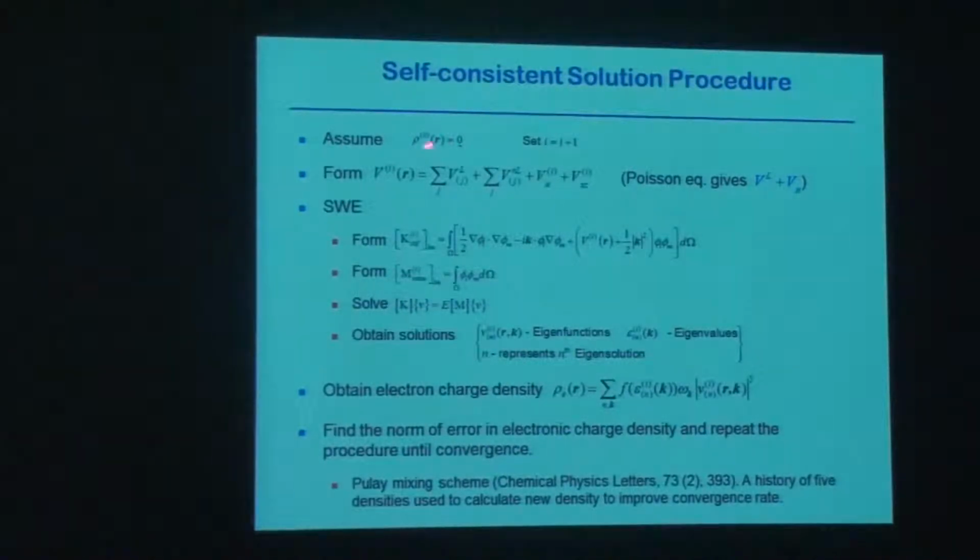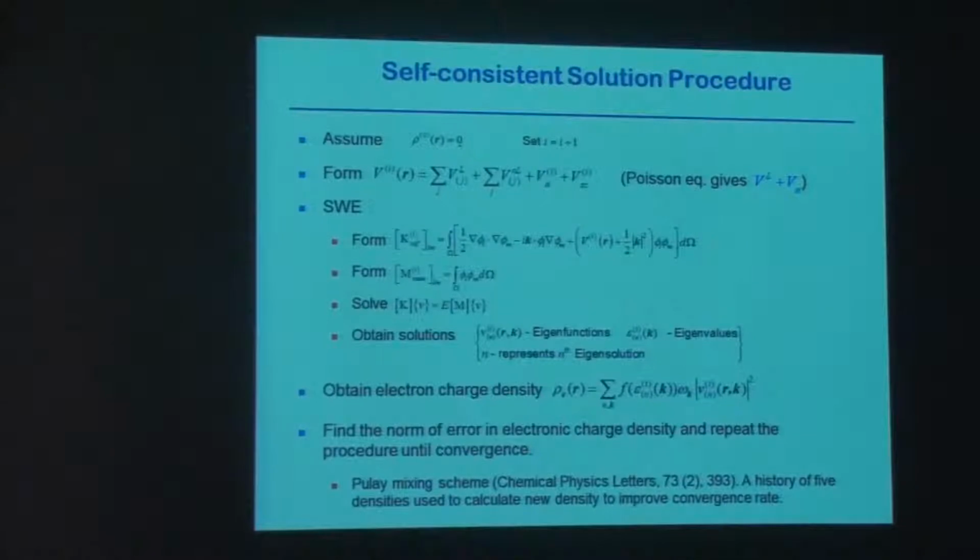Say we have an electron charge density, based on which we develop the effective potential that we are going to use in the Schrödinger wave equation. This effective potential has 4 parts. Out of these 4 parts, local and Hartree are obtained through solution of a Poisson problem. We calculate these, plug them into the system, form the stiffness matrix and mass matrix, solve this complex eigenvalue system, and obtain eigenfunctions and eigenvalues, where n represents the nth eigen solution. Once we have eigenfunctions, we can obtain the electron charge density.